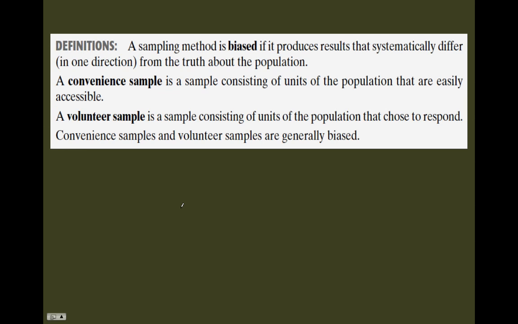Here are some more definitions. A sampling method is biased if it produces results that systematically differ from the truth about the population. A convenience sample is a sample consisting of units of the population that are easily accessible. A volunteer sample is a sample consisting of units of the population that choose to respond. Convenience samples and volunteer samples are generally biased.